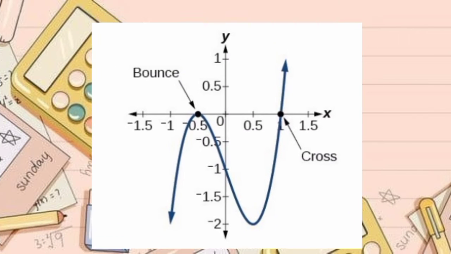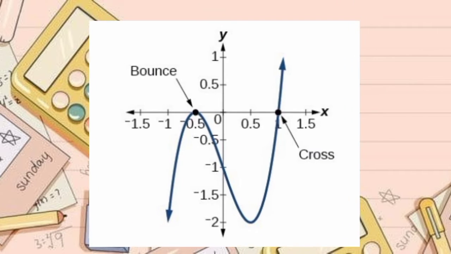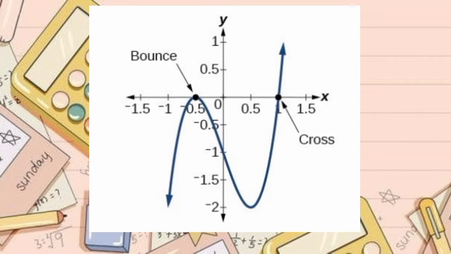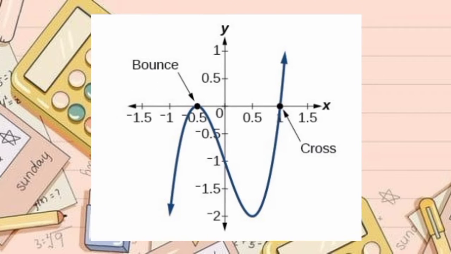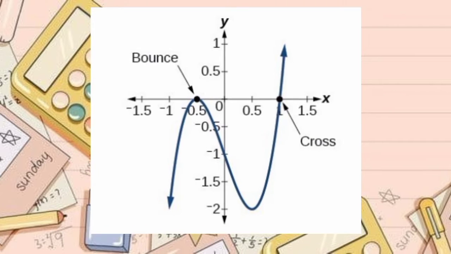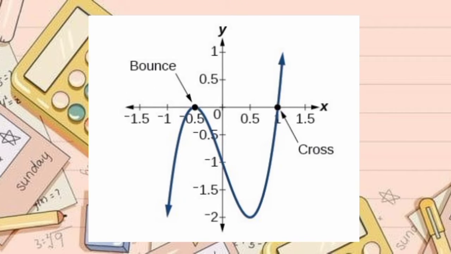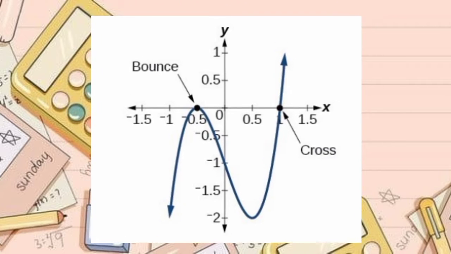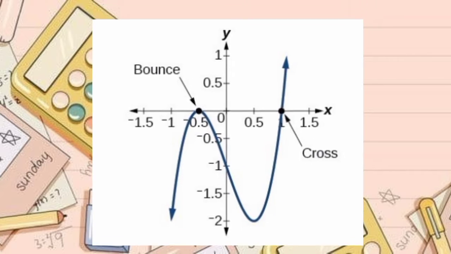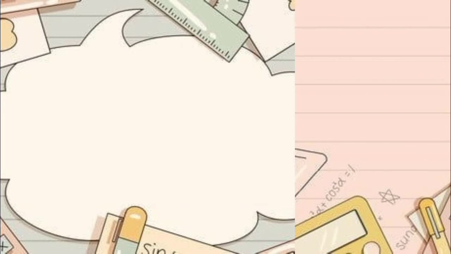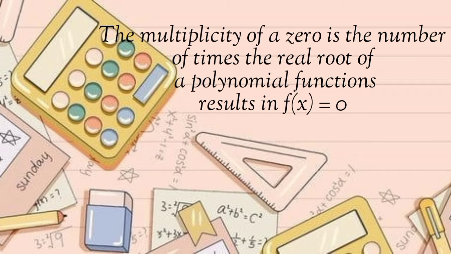Look at the graph of the function. Notice at x equals negative 0.5, the graph bounces off the x-axis, indicating the even multiplicity 2, 4, 6 for the zero negative 0.5. At x equals 1, the graph crosses the x-axis, indicating the odd multiplicity 1, 3, 5 for the zero x equals 1. Multiplicity of a zero. The multiplicity of a zero is the number of times the real root of a polynomial function's result in f(x) is equal to 0.